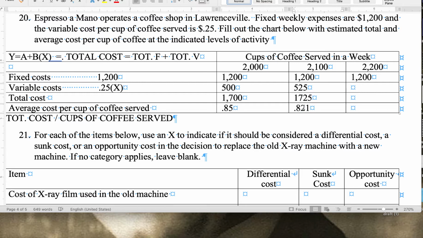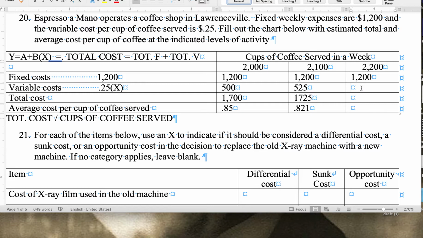0.821, or 82 cents per cup of coffee. That's the average cost per cup of coffee. Okay, let's do the last one. 2,200 cups, right? Fixed costs remain the same. We're within the relevant range, $1,200.